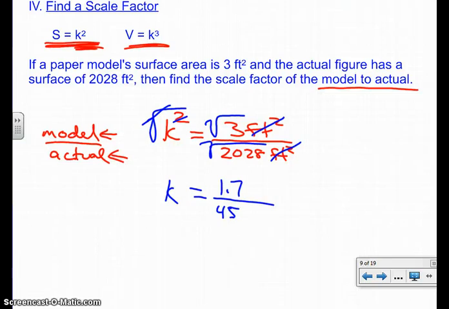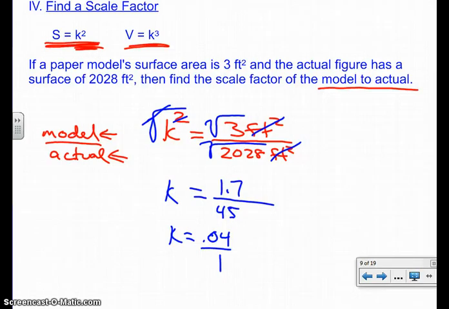Actually, we could change this to just a single number. Go ahead and do the division. What would it be if we do the division? I'm saying divide 1.7 by 45. That's what we have here. 1.7 divided by 45. Do you have it? I want to hear this number and then I'll take a question. 0.04. So we could say that we have a scale factor of 0.04. All of the dimensions of the model are 0.04 to the actual of 1.